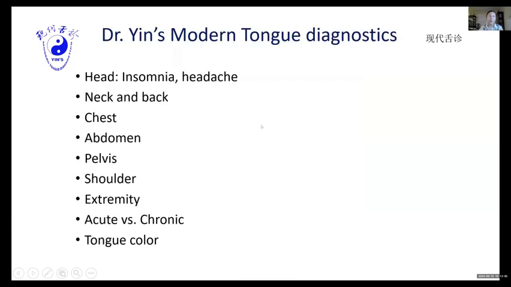So today I'm going to just review the common things we see at clinic from the head, the neck, chest, abdominal area, pelvis, your extremity, and also we will look at the acute versus chronic tongue change, and also how important the tongue color, the tongue coating, etc.